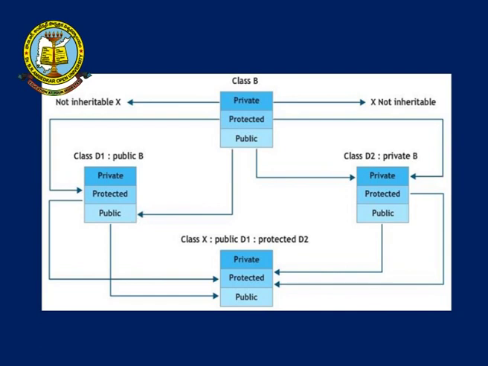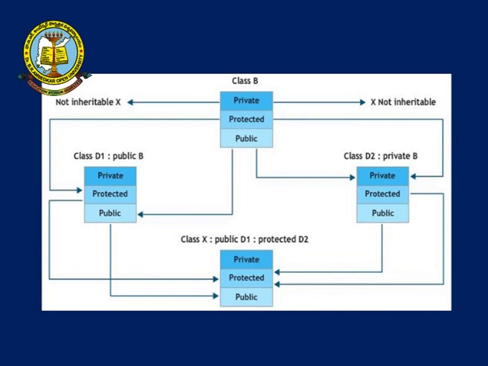So, because of the protected derivation, let us see how this visibility changes from the base class to the derived class. Here the parent class is D2. D2 has some protected members and public members, and the protected members automatically become protected members in the class X, because it is a protected derivation. The public members of class D2 are also automatically converted into protected, because it is a protected derivation.